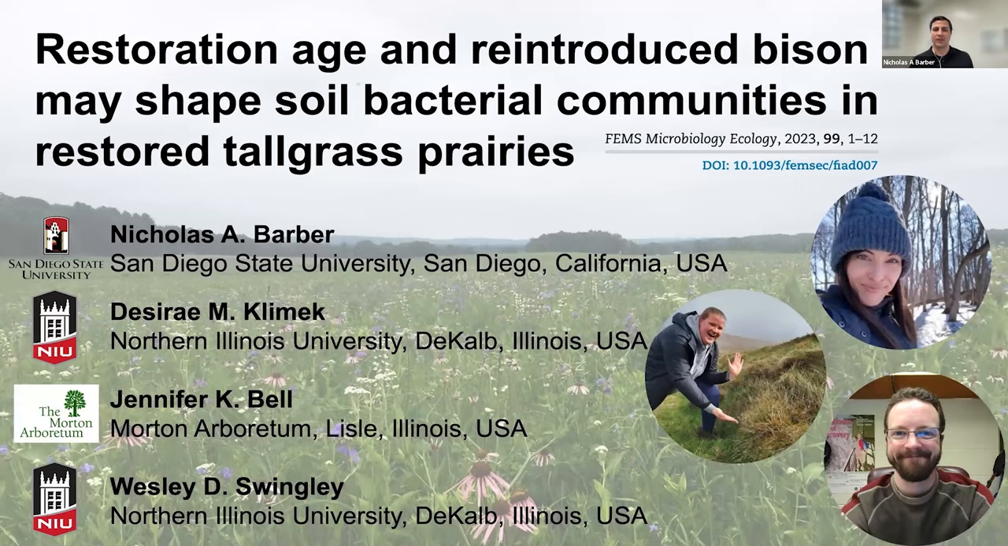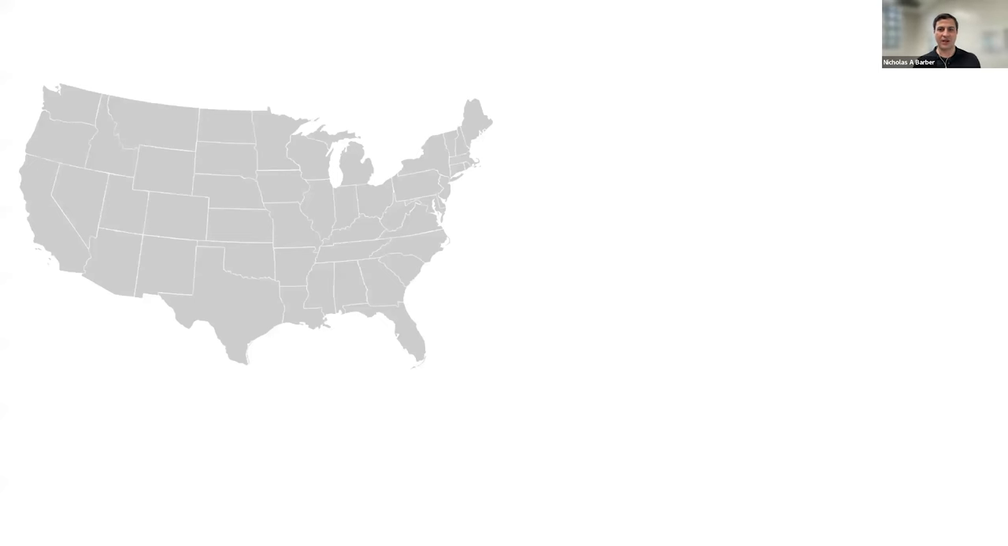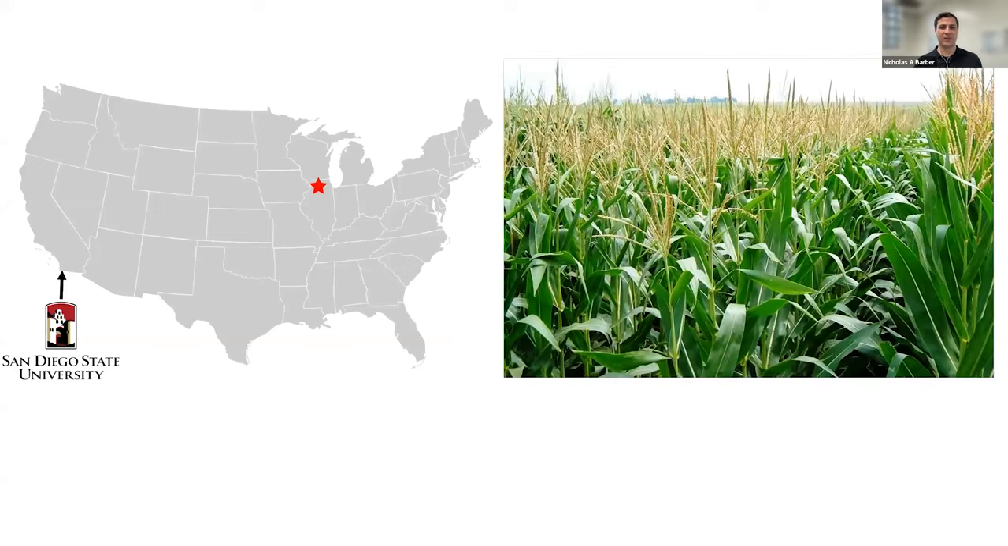So I'll actually start with the ecosystem to frame this study and the questions we asked. To orient everyone, here's the lower 48 states of the US. I'm way over here on the West Coast in San Diego. And this work took place a little west of Chicago in the US state of Illinois, where you see this red star. And in much of this region of the central US, if you go outside of cities into the surrounding countryside, most of it looks like this: large-scale agriculture, primarily a rotation of corn or maize and soybean.